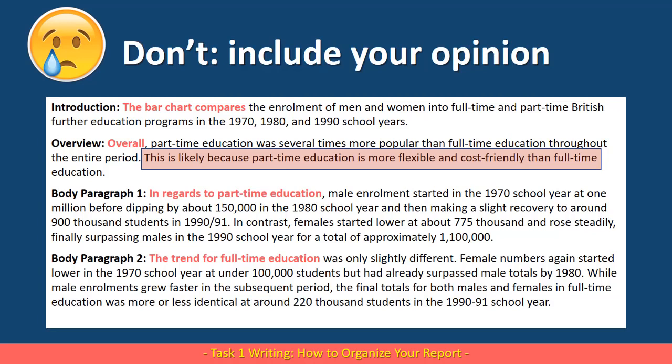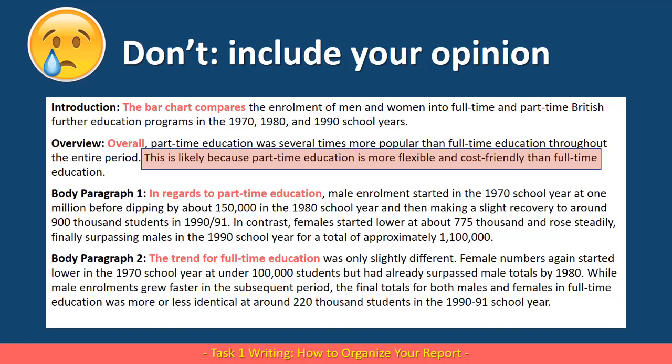All right, so for example, what you shouldn't do, don't do this, is in your overview, overall part-time education was several more times popular than full-time education throughout the entire period. This is likely because part-time education is more flexible and cost-friendly than full-time education. I don't care. The examiners don't care why this is true or why this happened. They just want to know what happened. What is the graph showing? Not why. Don't give your opinion. Don't include why. Only tell the examiner what is on the paper.